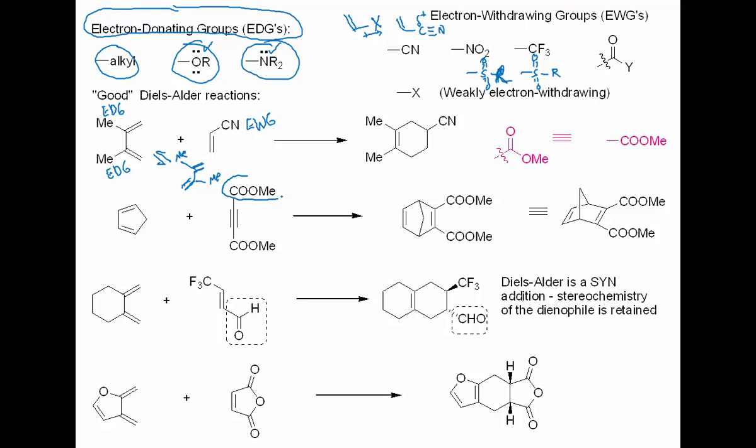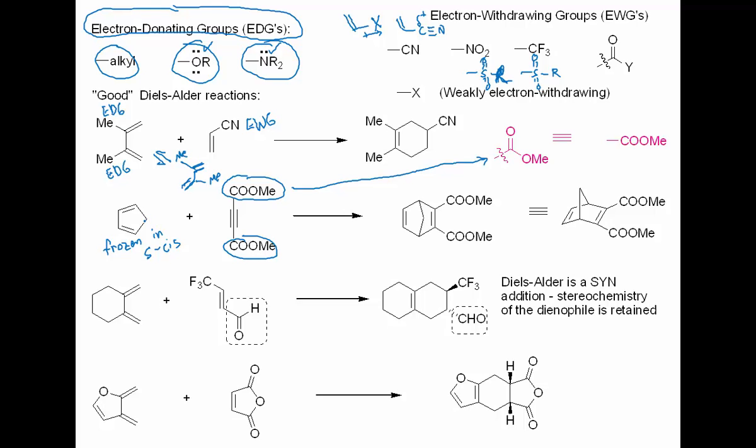All right, this one has ester groups, and you'll see this abbreviation frequently. That's what that means. That's a carbonyl group right there. Okay, this reaction is incredibly facile. Cyclopentadiene turns out to be one of the best dienes for the Diels-Alder reaction, and that's because this one is basically frozen in the S-cis conformation.